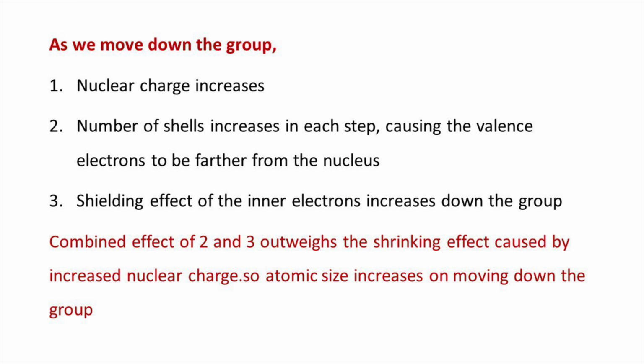Why does atomic size increase on moving down the group? We know as we move down the group, nuclear charge increases, and the number of shells increases in each step, causing the valence electrons to be farther from the nucleus, and the shielding effect of the inner electrons increases down the group. The combined effect of increase in number of shells and shielding effect outweighs the shrinking effect caused by increased nuclear charge. So, atomic size increases on moving down the group.